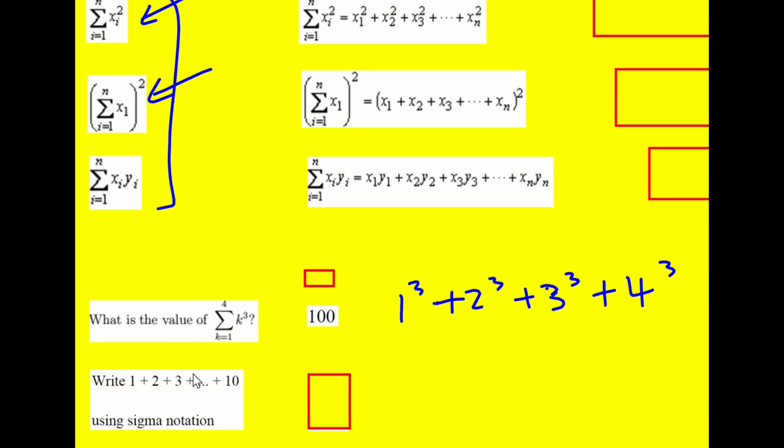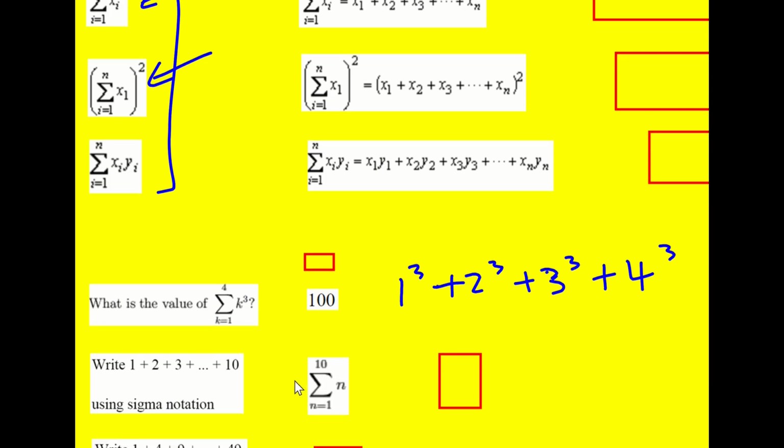Okay, flipping it around now. How would I write this using summation notation? Adding the first 10 whole numbers. Okay, it's going to be similar to that n1 above. That's the possible answer. You might not have gone with n, you might have gone with k or i, but the rest of it should be the same.